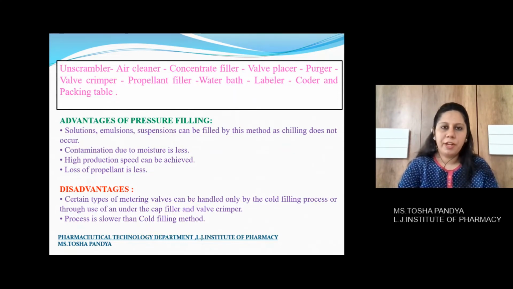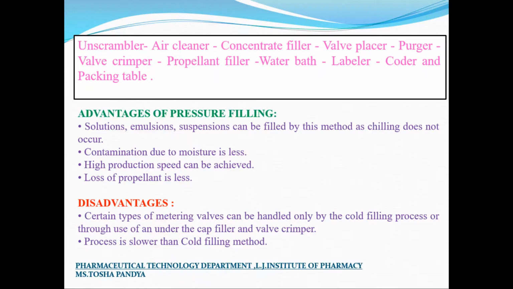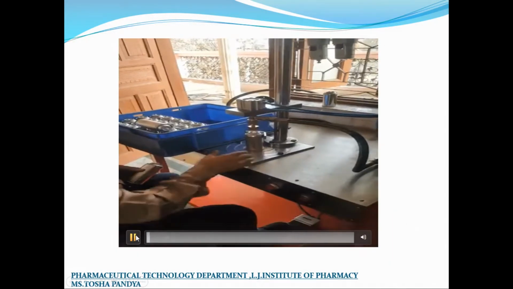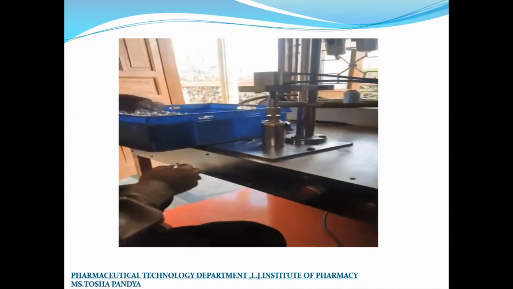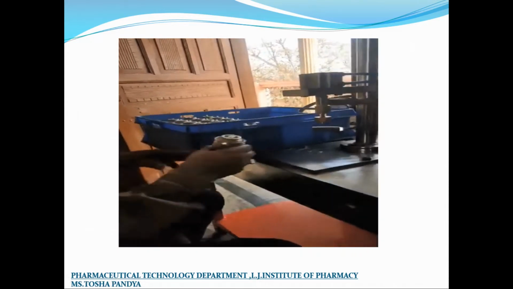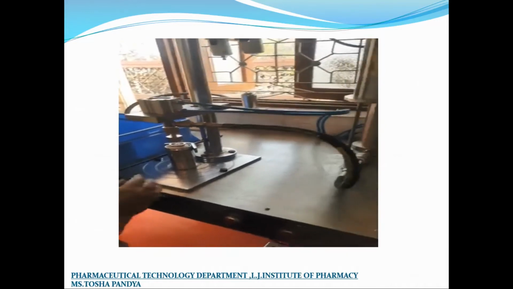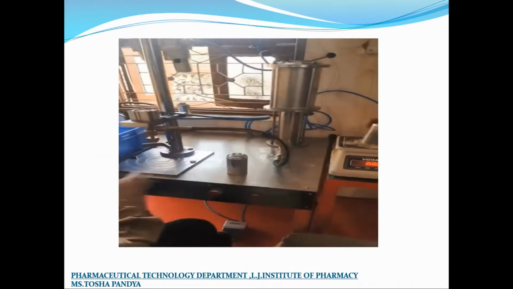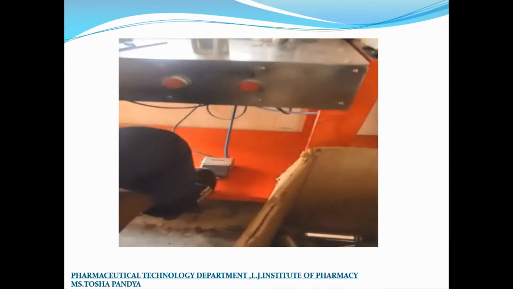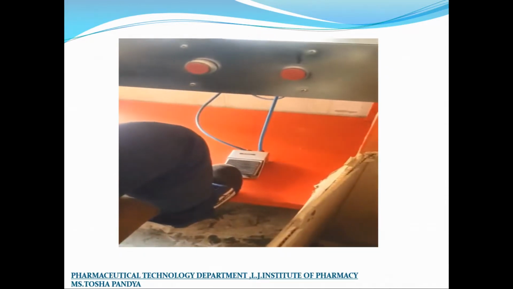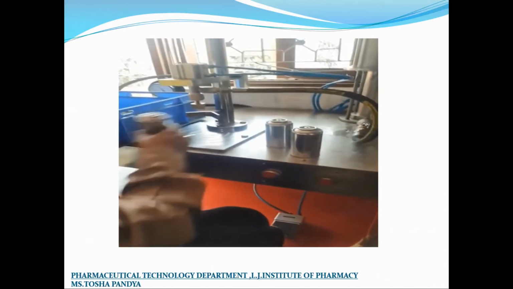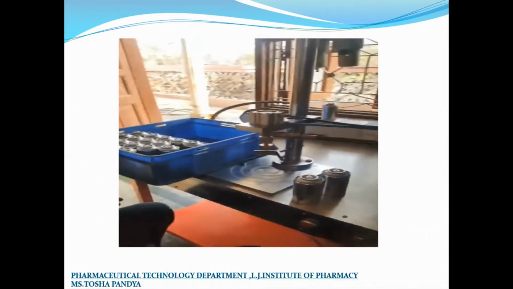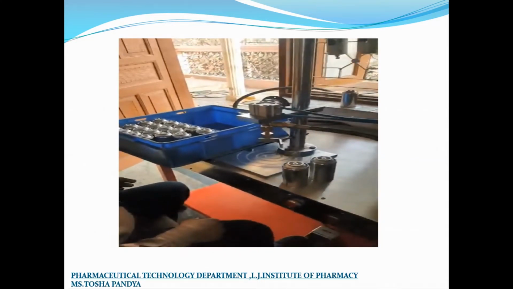Now we'll see the pressure filling with the help of a demo video. Here you see the containers are filled by the pressure burette, and the propellant will stop flowing automatically when the pressure becomes equal between the burette and the container. This is similar to when you fill air in your vehicle tires, right? So I hope you are clear with the process.